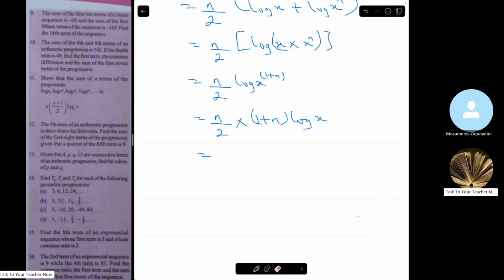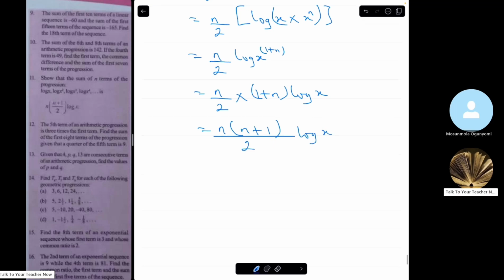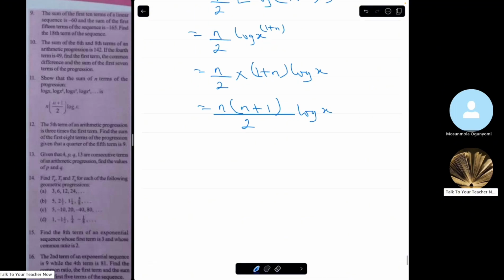And what do we have? N over 2 times 1 plus n is the same as n into bracket n plus 1 over 2. Don't you agree? Yes, sir. That was a piece of cake. And if you want to write it exactly the way it is written here, you can write it that way too.